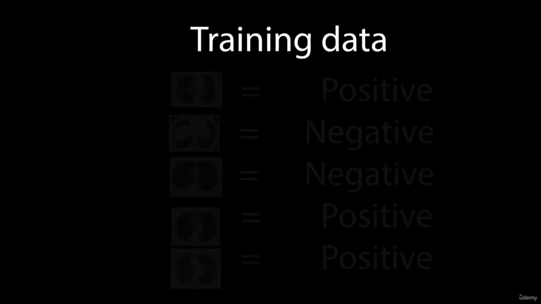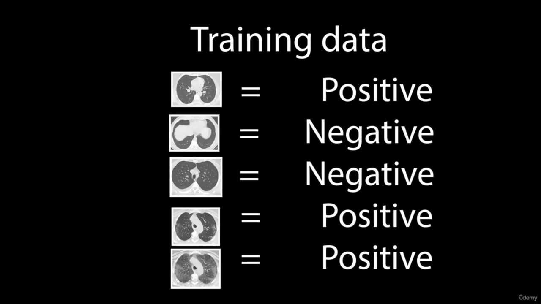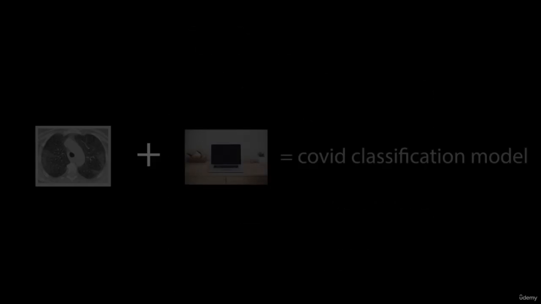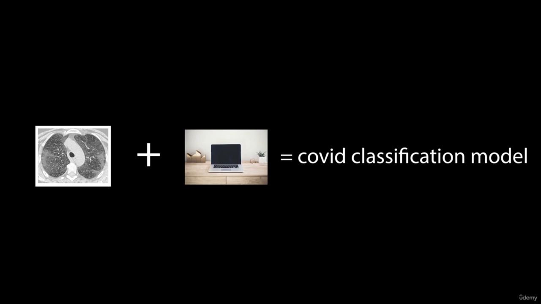One of these methods involved taking lung CT scans, extracting features from them using convolutional neural networks, and eventually classifying those CT scans as either COVID-19 positive or negative based on the features. Now, this process involved taking lung scans with known diagnoses and using them to train a machine learning model. Ultimately, supervised machine learning is used to create a classification model.